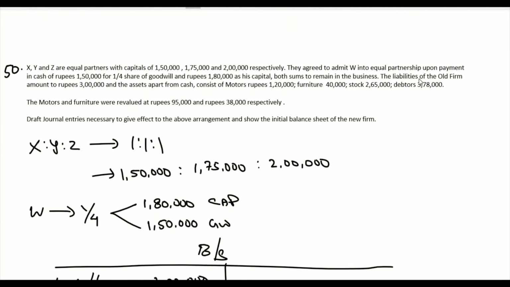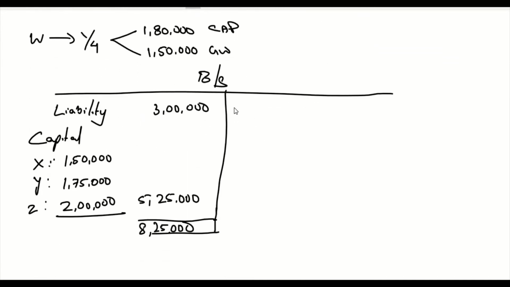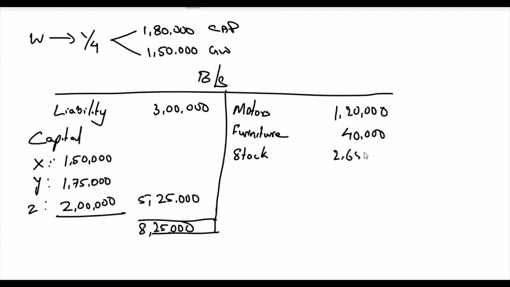On the asset side, there are a few items that are mentioned, like the motors, furniture, stock, debtors. So let's put that. Motors 1,20,000, furniture 40,000, stock 2,65,000, debtors 3,78,000.